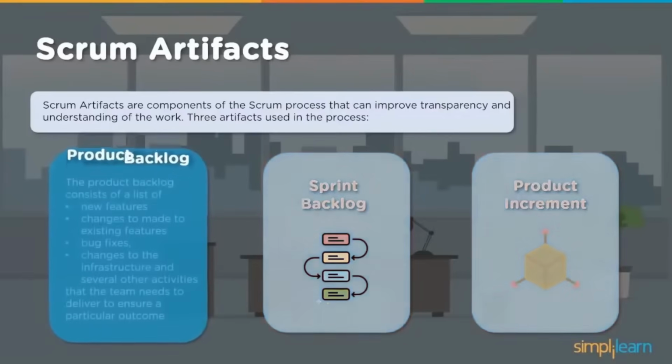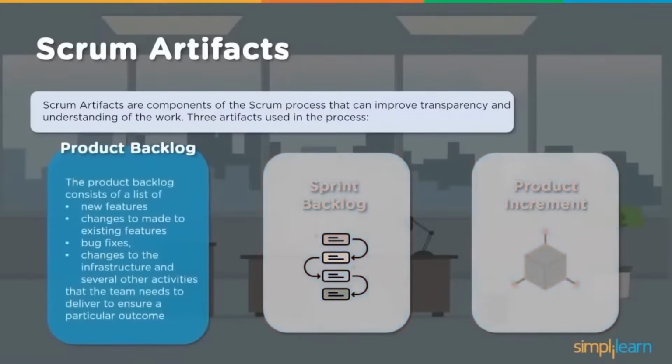When I say product backlog, it consists of a list of new features, changes to be made to existing features, bug fixes, changes to the infrastructure and several other activities that the team needs to deliver to ensure a particular outcome. This list of product backlog items comes with the required features and functionalities that need to be delivered. The prioritization of this has to happen, in what order they need to be delivered.